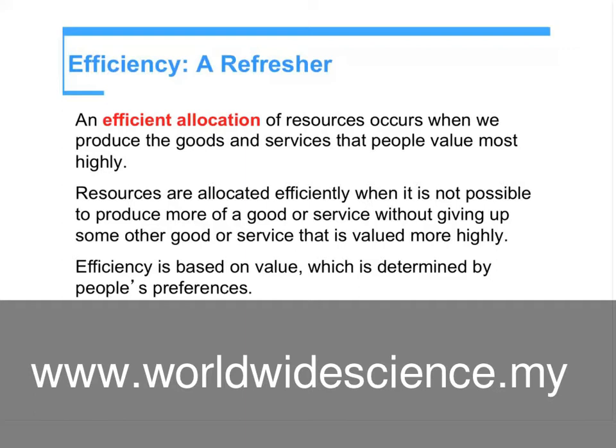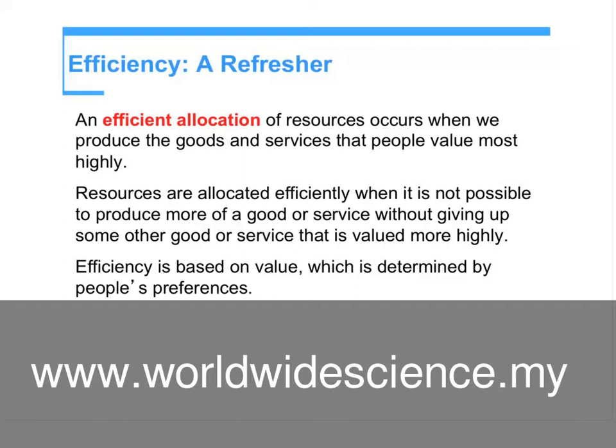So resources are allocated efficiently when it is not possible to produce more of a good or service without giving up some other good or service that is valued more highly. So basically, they are allocated efficiently when it's not possible to produce more of a good without giving up some other good that is more highly valued. So it's just very simple common sense.